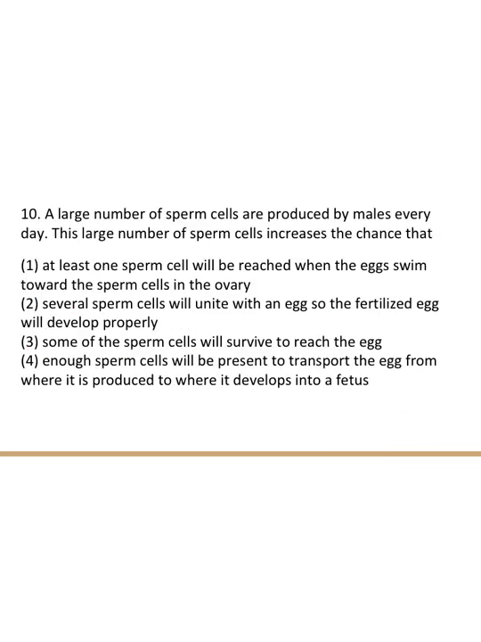Number 10. A large number of sperm cells are produced by males every day. This large number of sperm cells increases the chance that... I would love to see what you guys put on here before I got to it. At least one sperm cell will be reached when the eggs swim towards the sperm cells in the ovary.